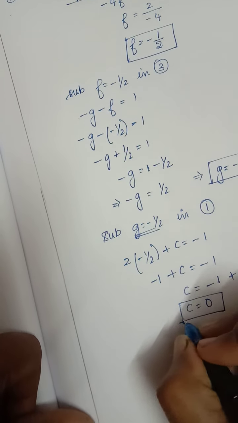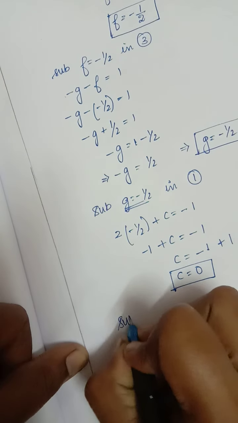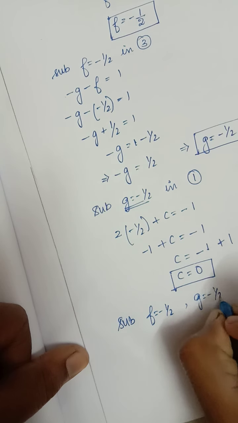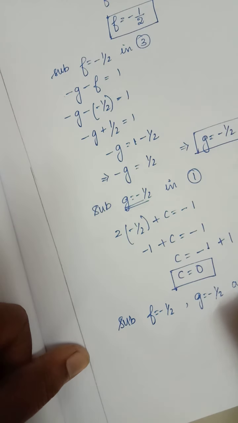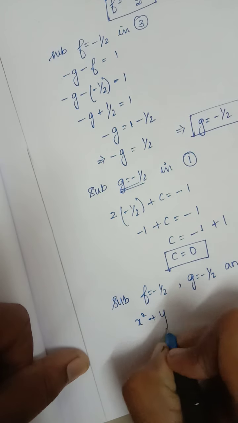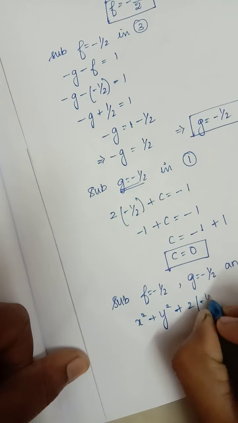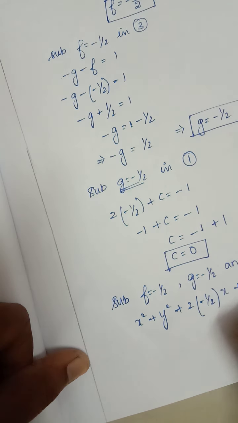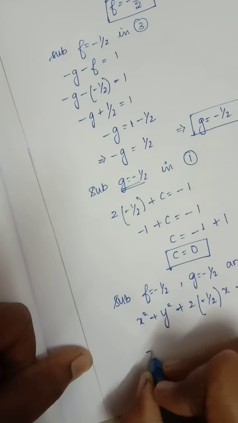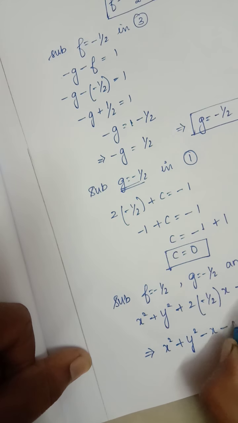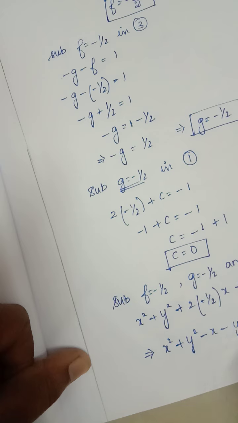Now substitute f is equal to minus 1 by 2, g equal to minus 1 by 2 and c equal to 0 in A. So x square plus y square plus 2 into minus 1 by 2 into x plus 2 into minus 1 by 2 into y plus 0 equal to 0. So that implies x square plus y square minus x minus y is equal to 0.